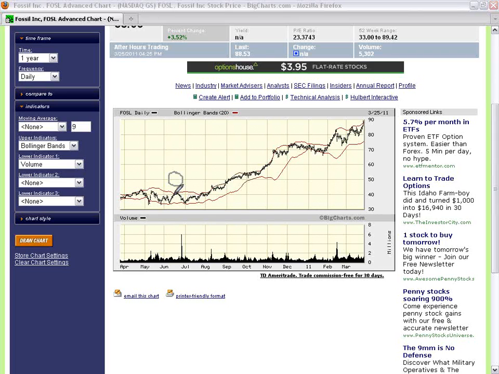Okay, so wait a minute. Wouldn't that mean that if I'm up near the upper Bollinger Band here, it did the same thing back in May? We hit the upper Bollinger Band and then it fell. And then when it broke below it, it moved back up. Does that mean that every time we're up near the upper band, we should expect a pullback?